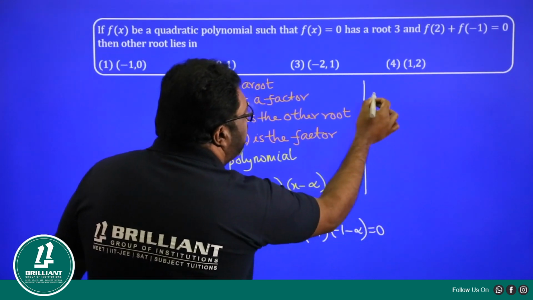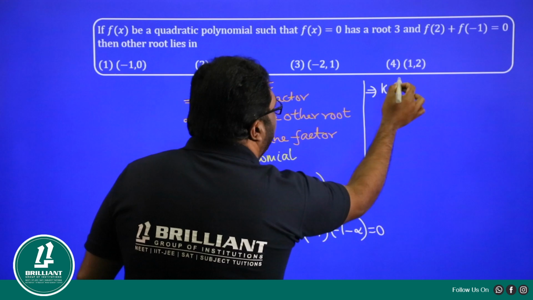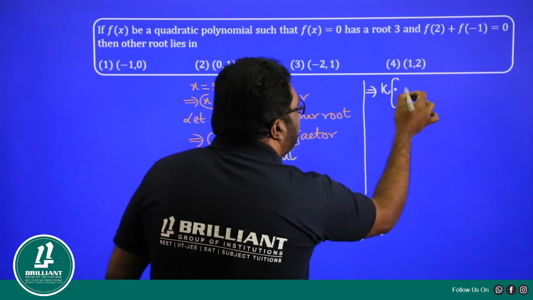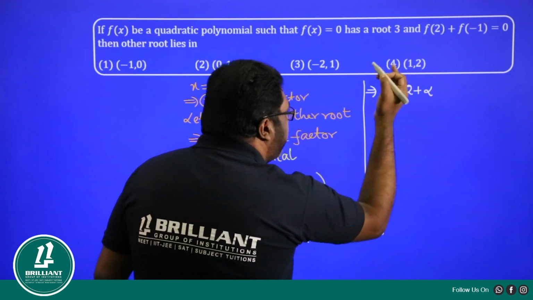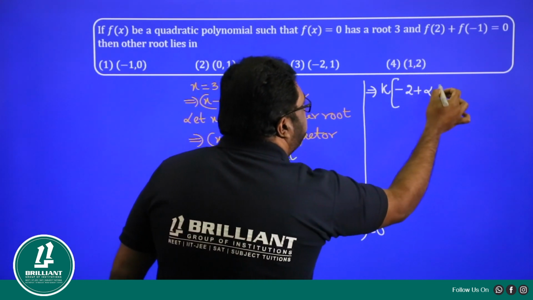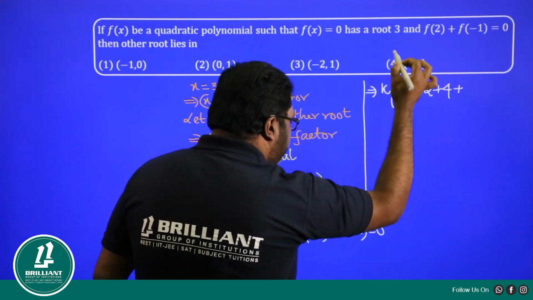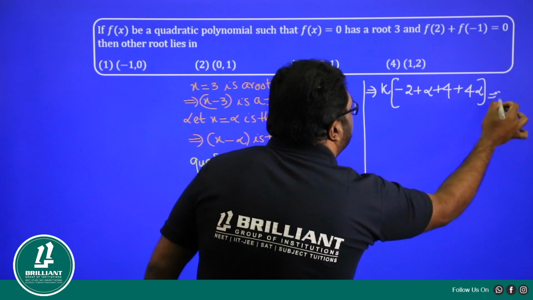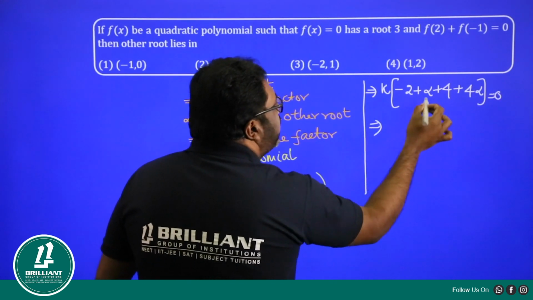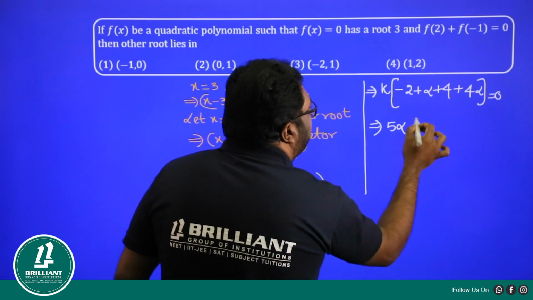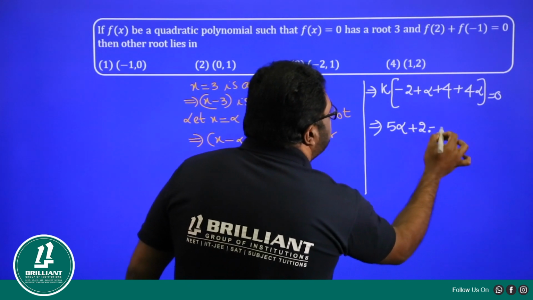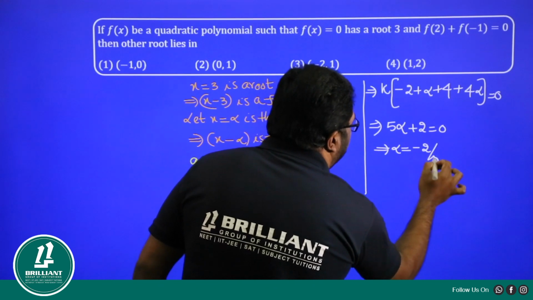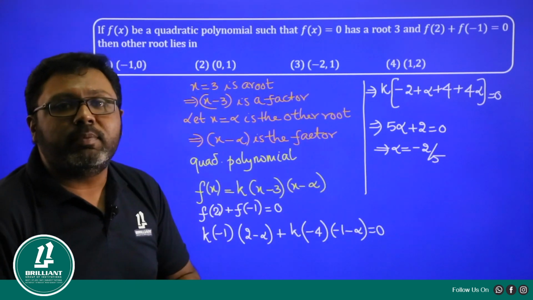So what is the remaining part over here? If you take out k, what is the remaining part? This is going to be minus 2 plus alpha, and the remaining part plus 4 alpha, equal to 0. Now you try to solve it. It's going to become 5 alpha plus 2 equal to 0 and alpha is equal to minus 2 by 5. I got my second root, which is minus 2 by 5.